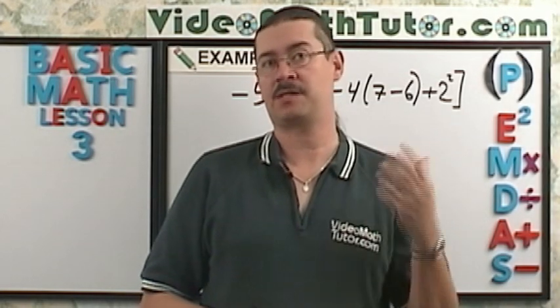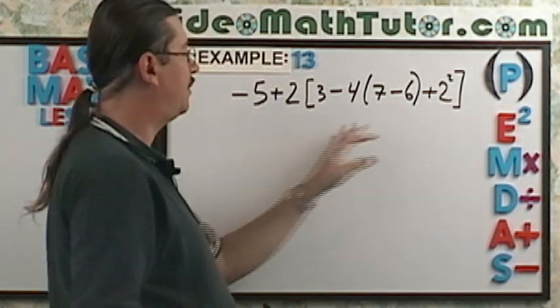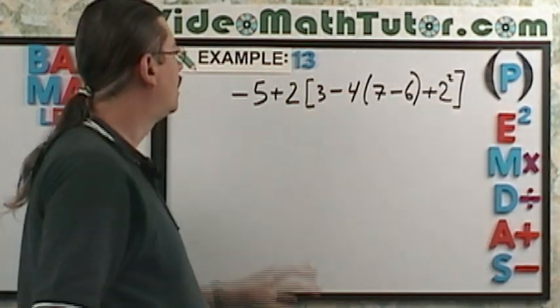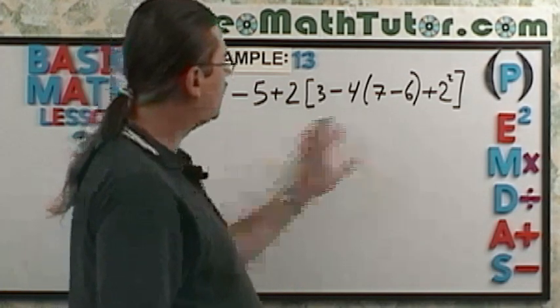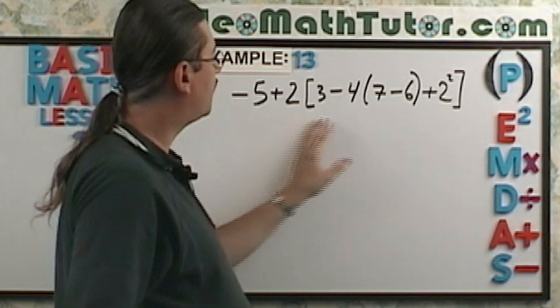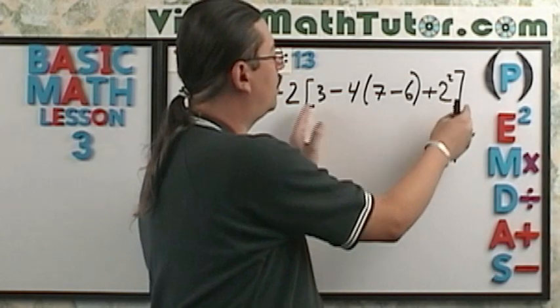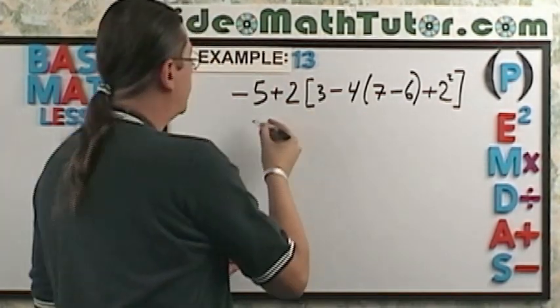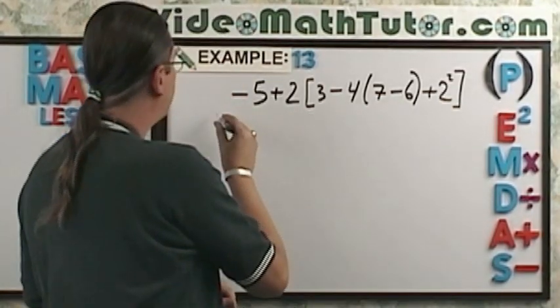Let's now simplify this expression. It's a little more complicated, but I think we can handle it. Again, the key thing is to do things step by step. So I'm going to scan this and say, okay, what are my parentheses? I have a couple of sets right here. So the rule is you do the innermost set of parentheses. Everything else just gets rewritten over again.